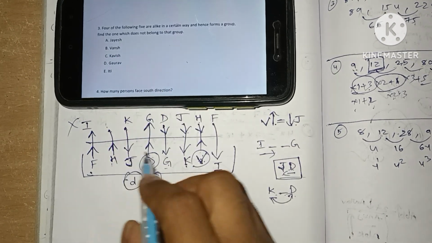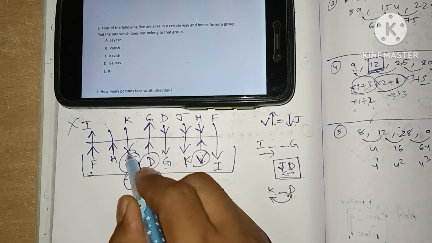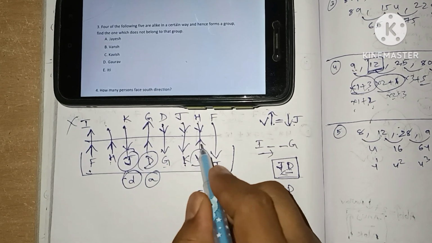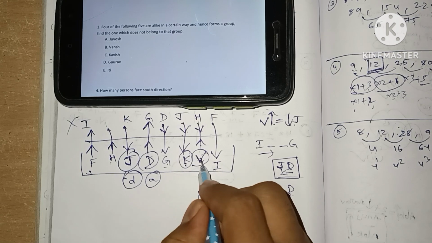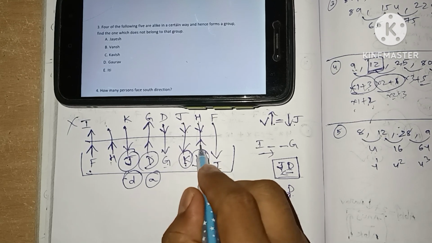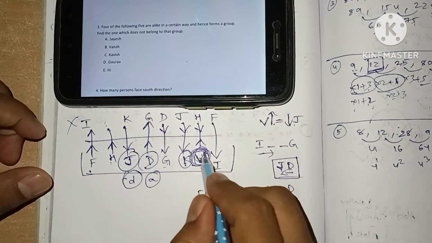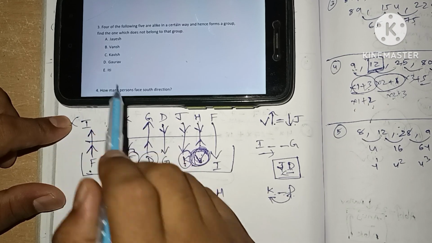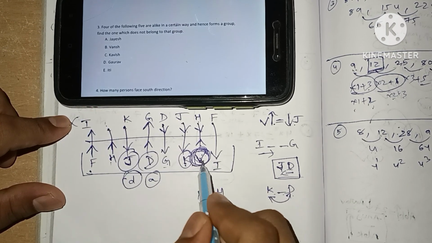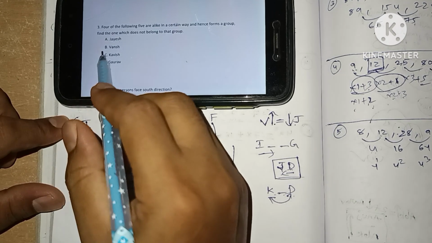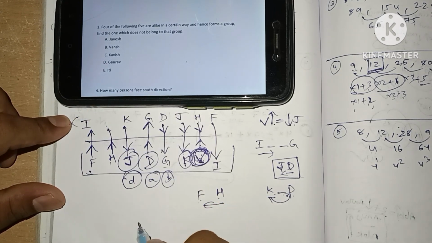Jayesh, Vansh. Jayesh facing south. Vansh facing north. Kavish facing south. So Vansh is facing north. Let's note this is the most important one. Gaurav faces south. It also faces south. So Vansh is the odd one out. So option B is our answer.